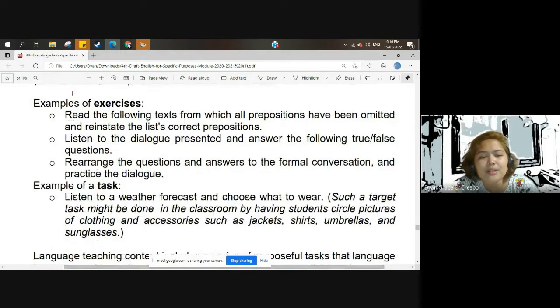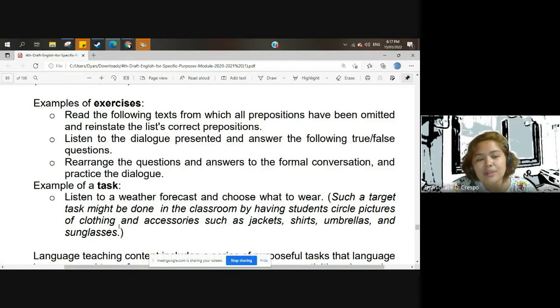Example daw ng exercises. Read the following text from which all prepositions have been omitted and reinstate the list of correct prepositions. Listen to the dialogue presented and answer the following true or false question. Rearrange the question and answers to the formal conversation and practice the dialogue. Now, for examples of exercise, more on grammar, at nagagawa siya inside of the classroom.